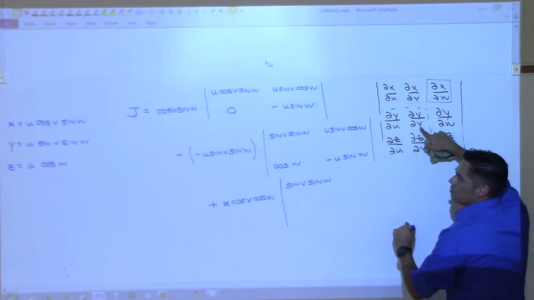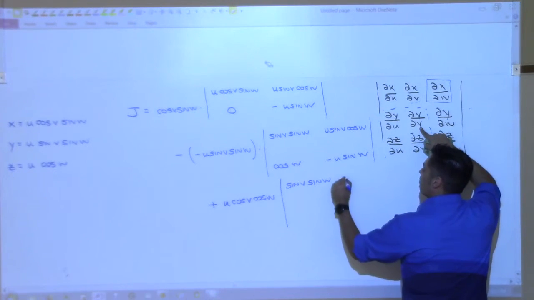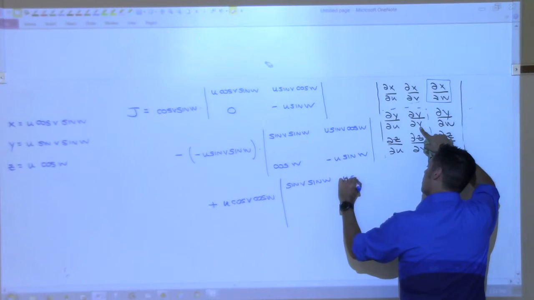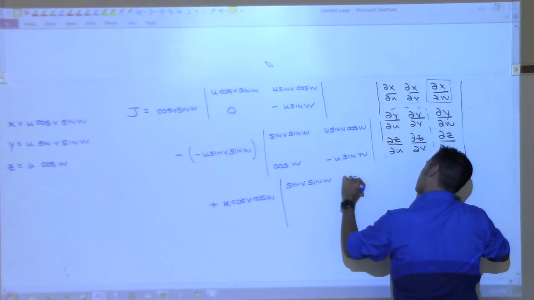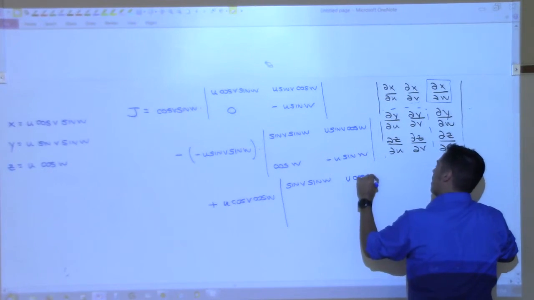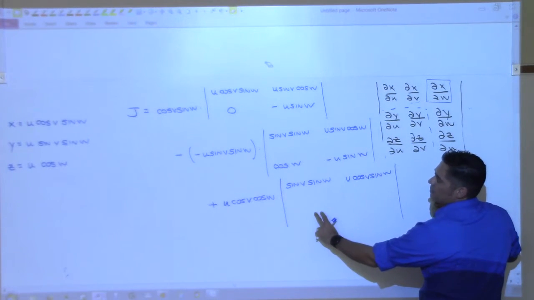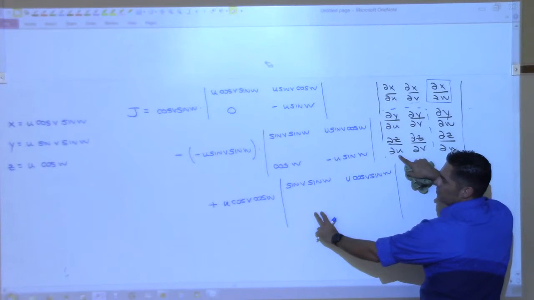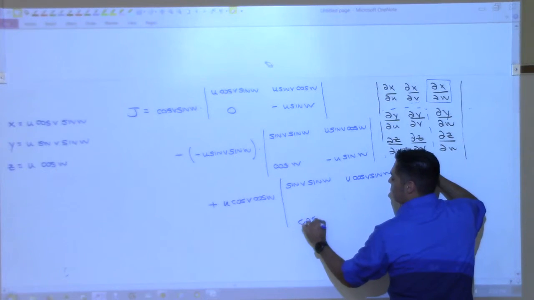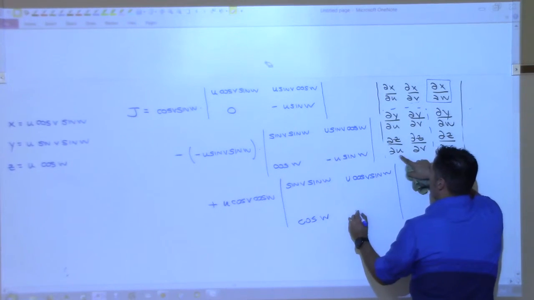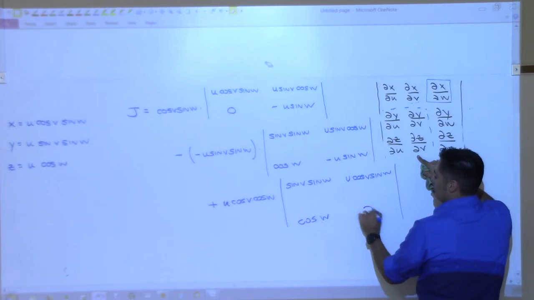And then partial of y with respect to u, sine v sine w. I'm just getting that from the top, we already got it. What is it? U cosine v sine w. And then partial of z with respect to u, cosine w. And then 0. Right? We all agree?